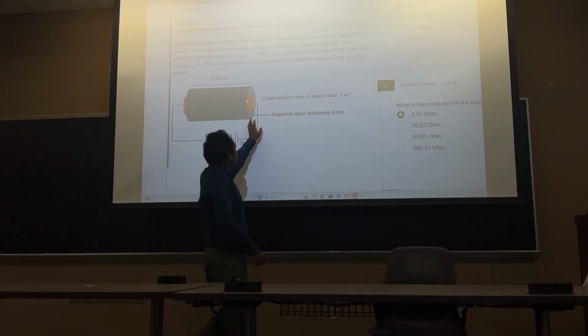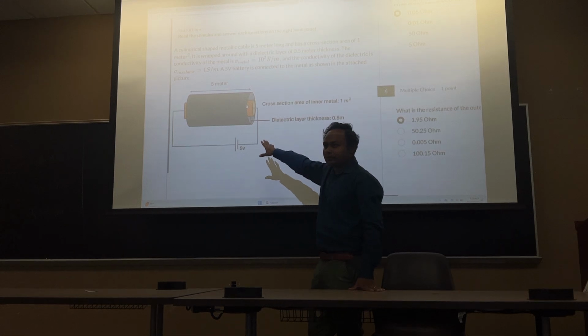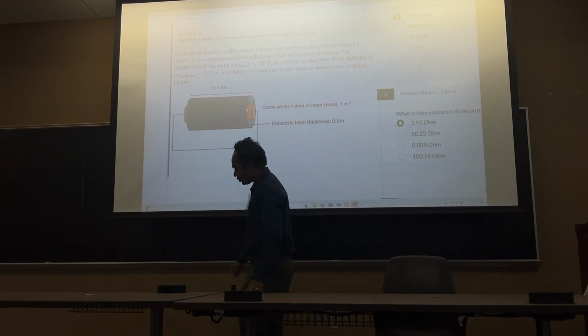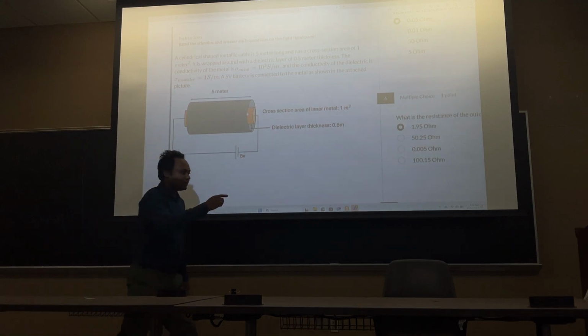Okay. How about the area? I know the area is not the same, but how different are they? Let us try to draw it here. I'll draw it here, okay?